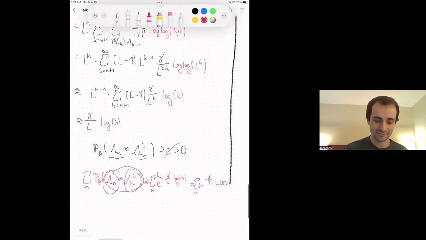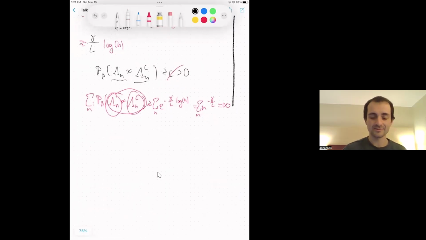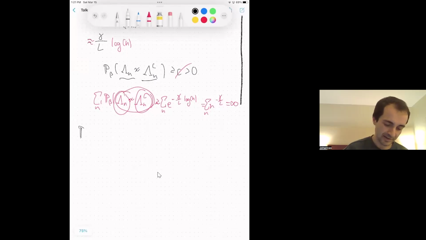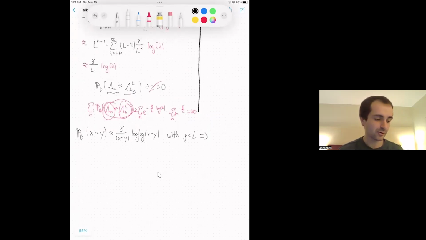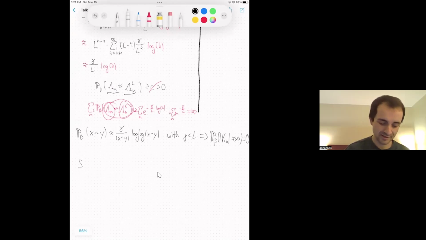So this implies the following, similar to this technique of Aizenman and Newman. If the probability that x is connected to y behaves like gamma divided by |x minus y| squared times this double logarithmic term, with some gamma less than L, then one can deduce that there's no infinite cluster, so the probability that the origin is in an infinite open cluster equals 0. And similar to the Aizenman and Newman technique, one can also bring in the other factor of the percolation density squared.